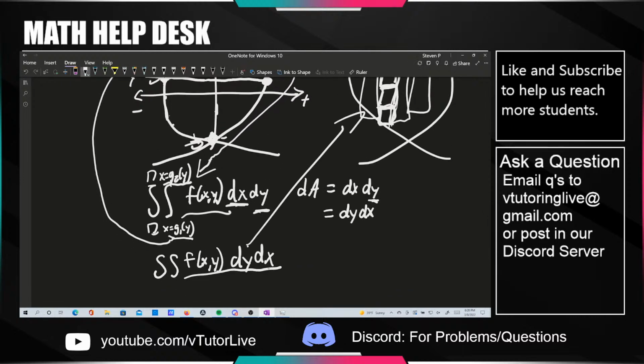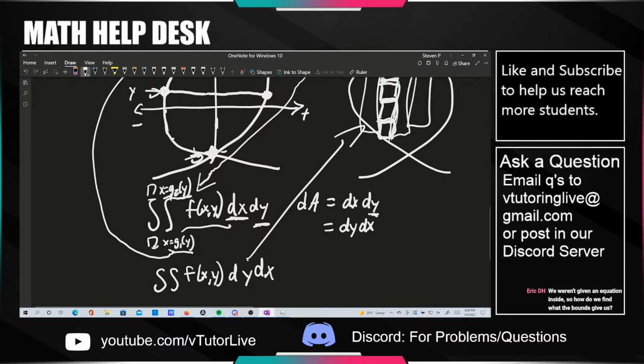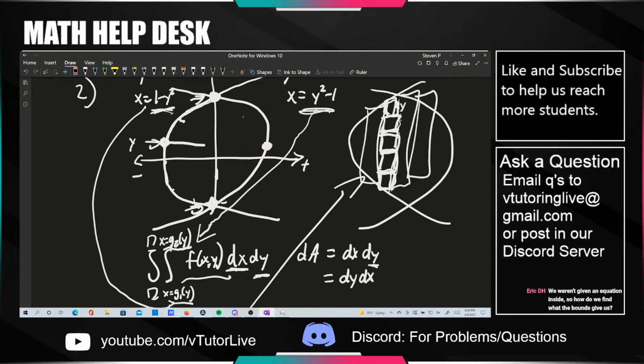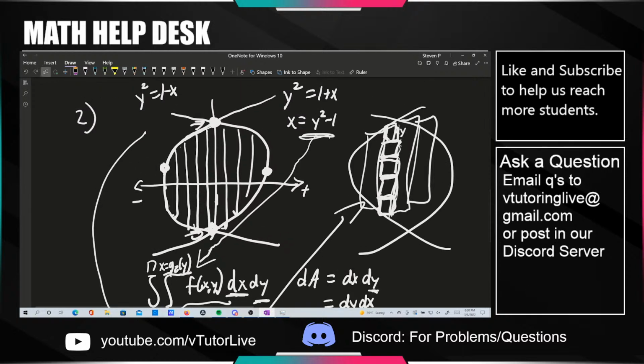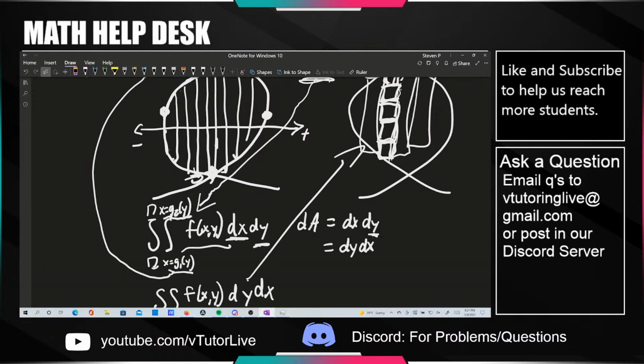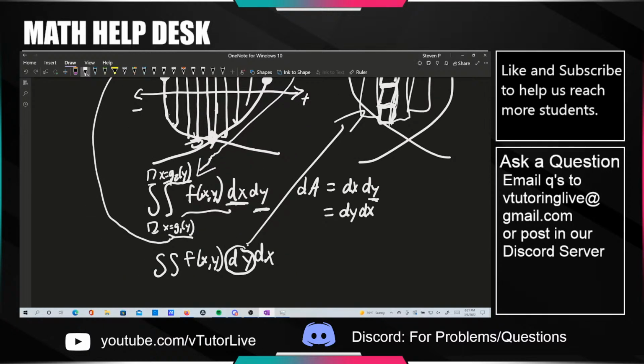All right, so now to do this in terms of dy and dx, instead of these horizontal lines, now they tend vertically. And the idea here is that instead of solving for x in terms of y, now we need y in terms of x. Because this is dy, and it's going to vary from y is equal to, let's call it h1 of x to h2 of x.